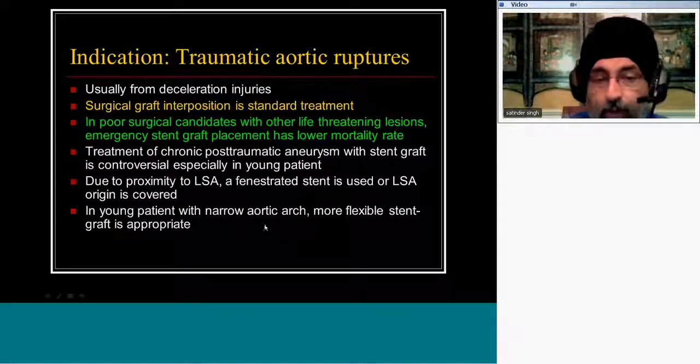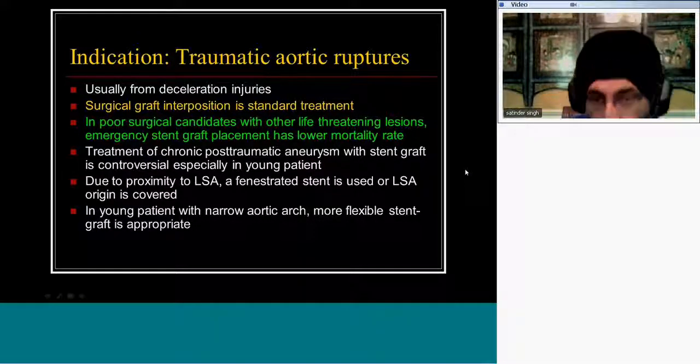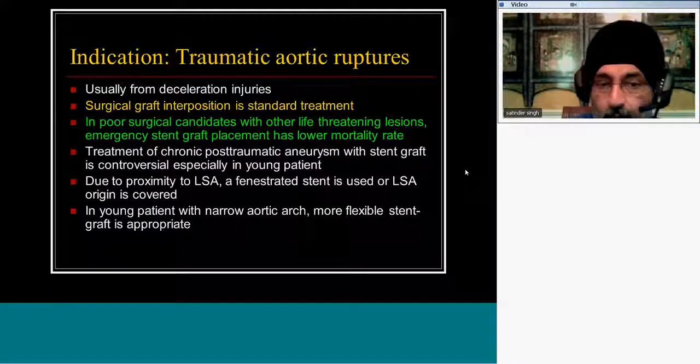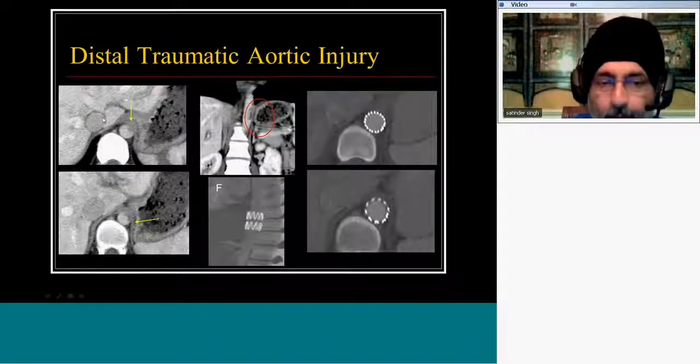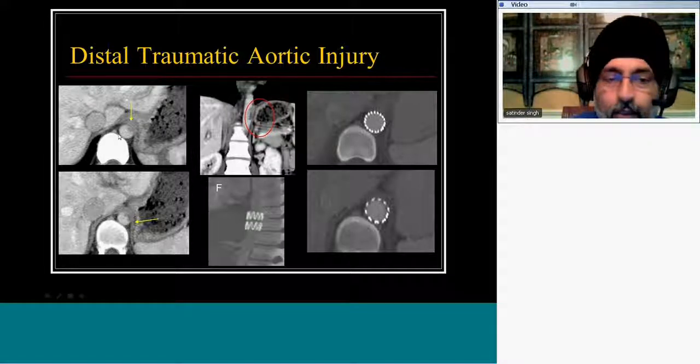Especially in younger patients, this can be controversial because these patients often need long-term anticoagulation, which has its own side effects. We discussed this before. Here is a good example of a distal descending thoracic aortic injury from a car accident.